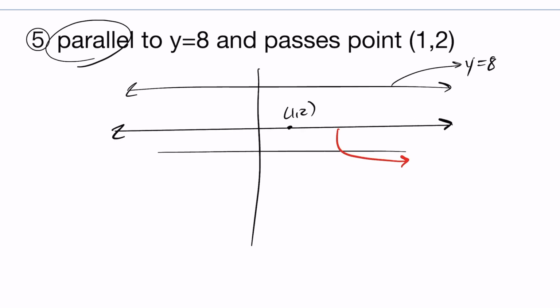Since it is a horizontal line, it's going to be y equals to what? Grab your y-coordinates. In this case here, it becomes y equals 2. Let's take a look at another.